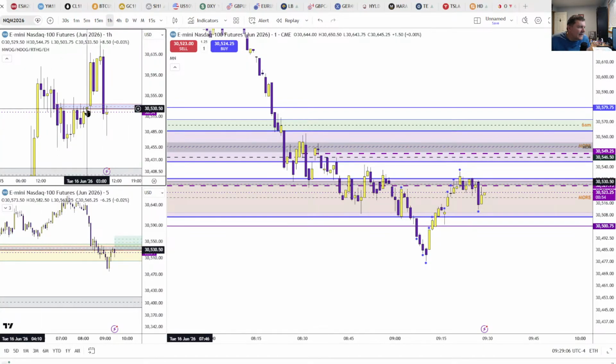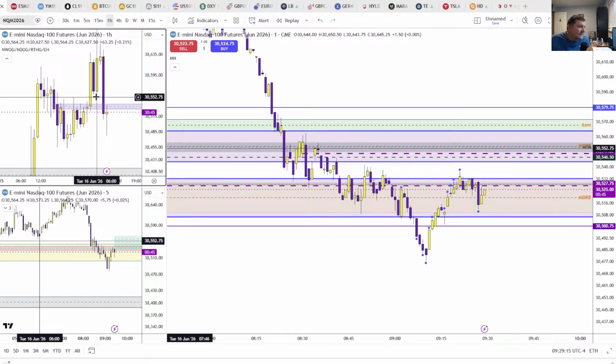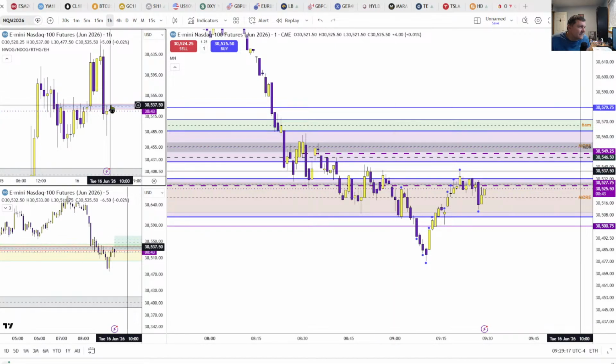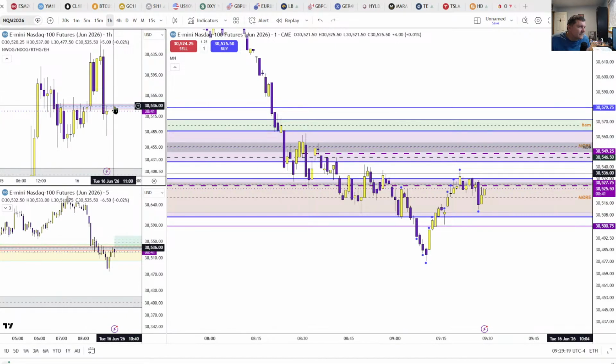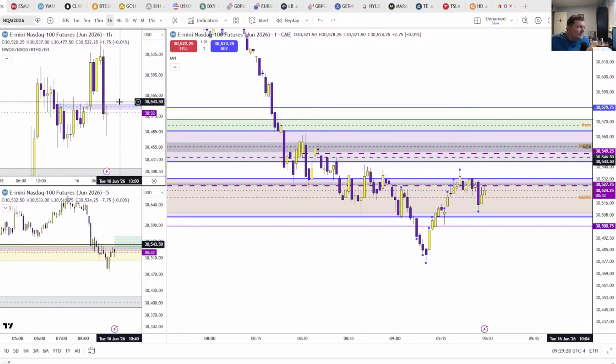We miss this little guy here. We have a small little suspension block here. We're right up inside it. Don't have to revisit this one. Still like to see us hit that midnight open.